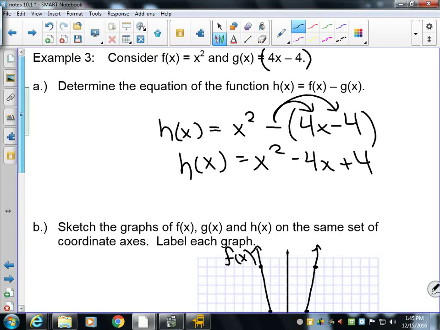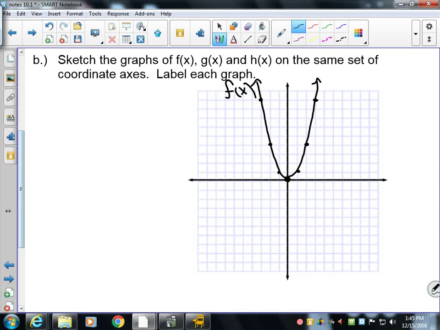That's a line, right? So when we do that, 4x minus 4, negative 4 is our intercept here, right? And then our slope is 4, up 4 over 1. We get this line here. Hopefully your line looks nicer than my line, but that's g of x.